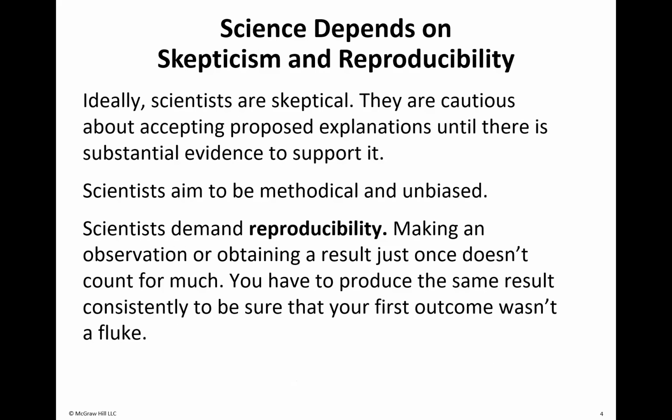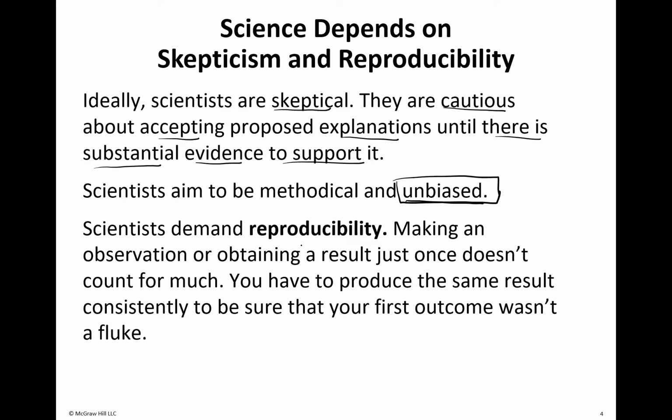Science depends on skepticism and also reproducibility. I think we already talked about this. Ideally, scientists are skeptical. They are cautious about accepting a proposed explanation until there is substantial evidence to support it. Scientists aim to be methodical and unbiased. Unbiased is really important for scientists.